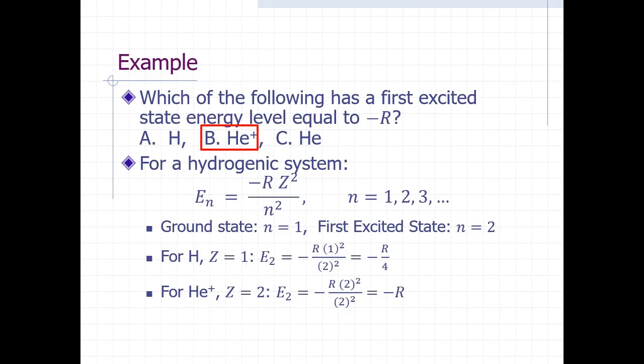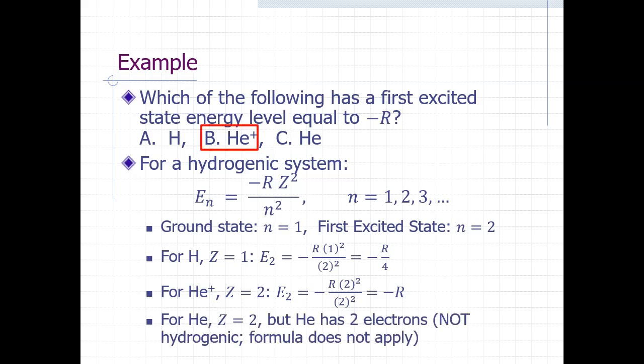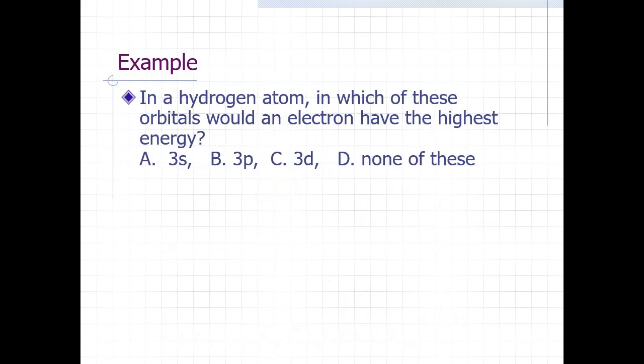How about choice C? For neutral helium atom, Z equals 2, but a neutral helium atom has 2 electrons. It is not hydrogenic. The formula we have here is not applicable. We will deal with systems with more than 1 electron in a future lesson. Let's look at another example. In a hydrogen atom, in which of these orbitals would an electron have the highest energy? Choice A, 3s, B, 3p, C, 3d, or D, none of these.